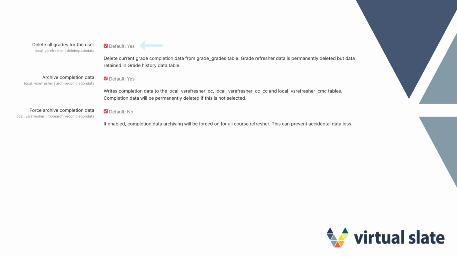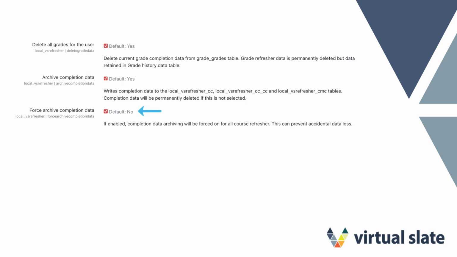The Delete All Grades for the User setting determines whether the current grade completion data from the Moodle Grades table will be deleted. The grade refresher data is permanently deleted, but the data is retained in the Grades History data table. The Archive Completion Data setting determines whether the completion data will be archived and written to the local VS refresher tables. Otherwise, if this setting is unchecked, then the completion data will be permanently deleted. Archiving the data is a great way to retain the completion data corresponding with the user's course progress.